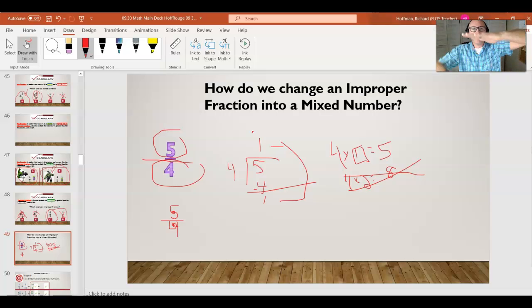Remainder goes on the top. Divisor goes on the bottom. It's different sounds. Remainder goes on the top. You hear how that's different than divisor goes on the bottom.